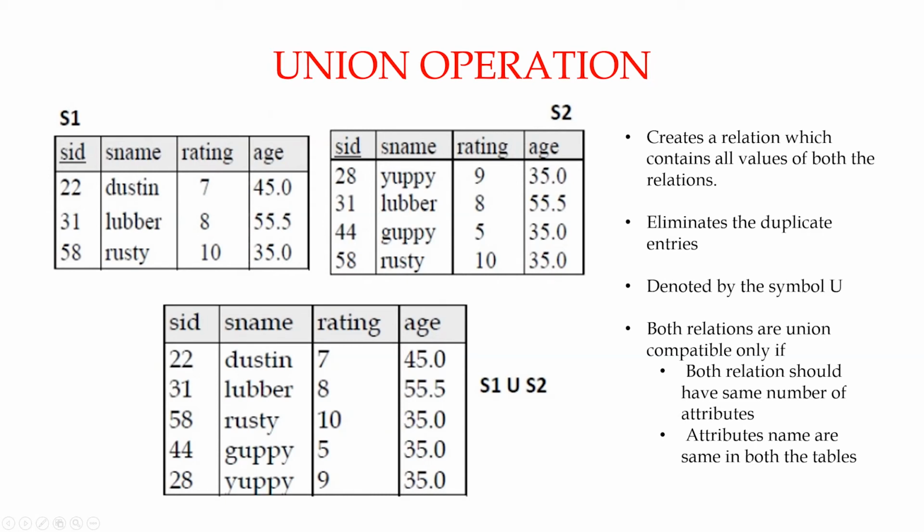Next, come to the second table. Here, the first entry is 28. This is the student ID, and the student name is Yuppie, rating is 9. Now, it will check for any similarity in the first table. No, there is no such data in the first table, so it will directly make an entry in the resultant table. And the second case is 44 as the student ID, Guppy is the student name and rating is 5. Here also no such similar data is found in student 1, so it will directly take and display it in the resultant table. So this is how a union operation works.